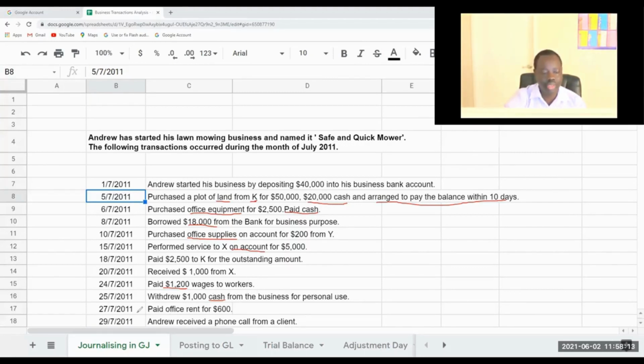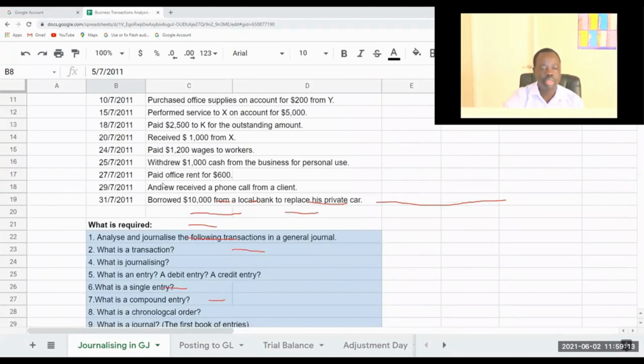27th of July, there was this transaction, paid office rent for $600. Rent expense is an expense, and we know when an expense account increases, we debit. If it is decreasing, we credit. In this case, rent expense is increasing, so you debit rent expense and you credit cash. You're using cash to pay the rent. 600. The accounting equation is balanced.